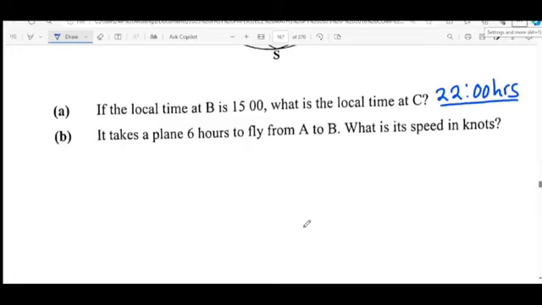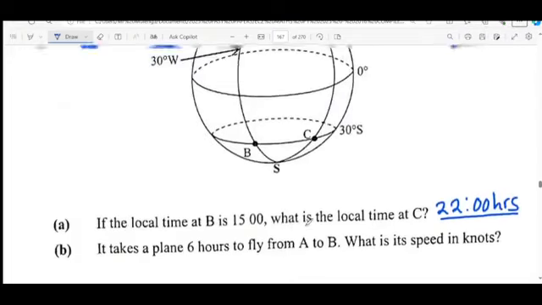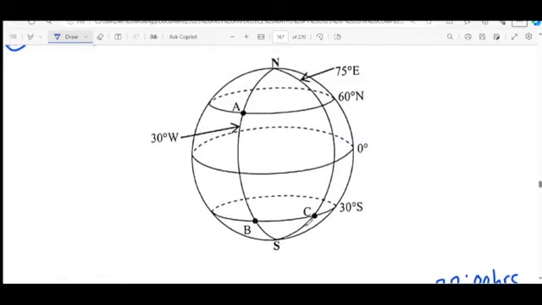All right, so this is our question B right here. Question B reads, it takes a plane 6 hours to fly from point A to point B. What is its speed in knots? So they want us to find the speed in knots, of which they have told us that it takes a plane 6 hours to fly from point A to point B. So they are looking for this distance right here, the distance along the line of longitude.